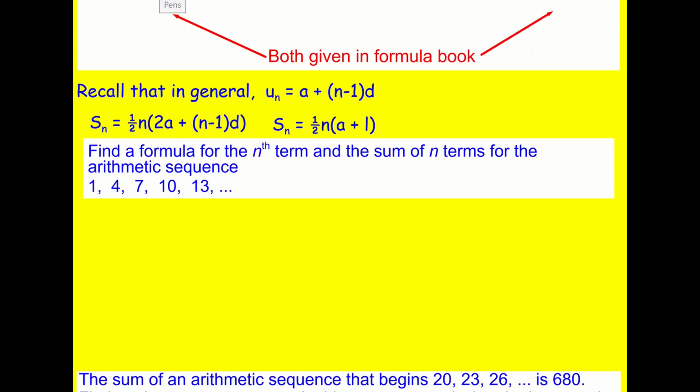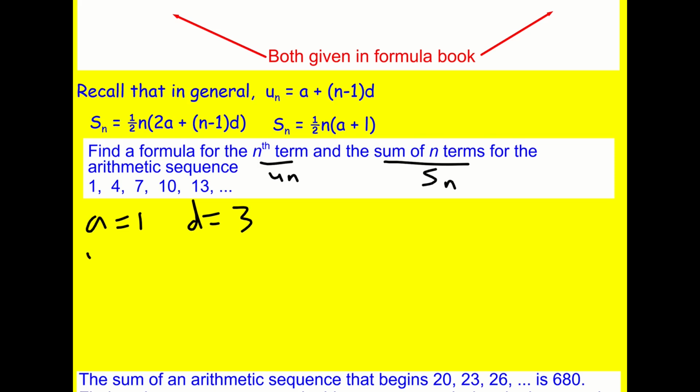Okay, so this first question: find a formula for the nth term and the sum of the n terms for this arithmetic sequence. We've dealt with the nth term previously, that's un, but now we're being asked about the sum of n terms, that's this capital Sn. So let's deal with it. The first term is 1. The common difference is 3. It's clearly going up by 3 every time.